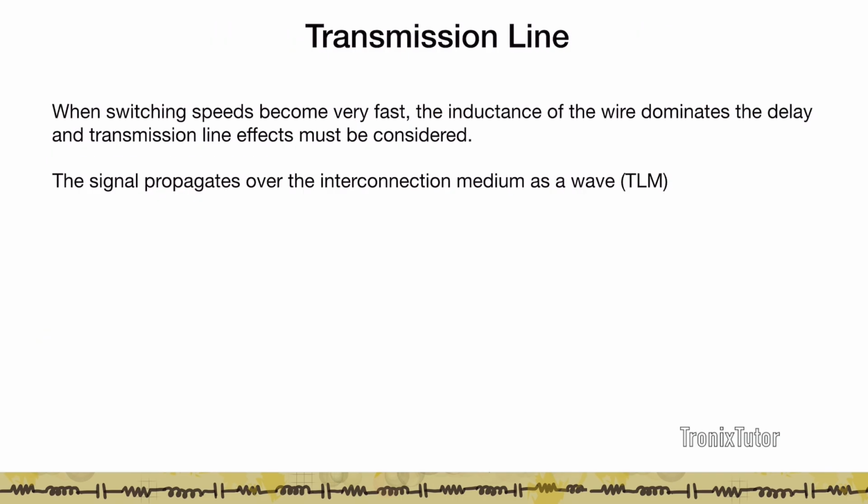Now when switching speeds become very fast and you have to actually consider the inductance of the wire, then the interconnect line begins to look like a transmission line. In other words, the signal propagates over the medium just like a wave would. So you can think of the wire as essentially consisting of a resistance, an inductance, a leakage path to ground, and the capacitance of the wire.